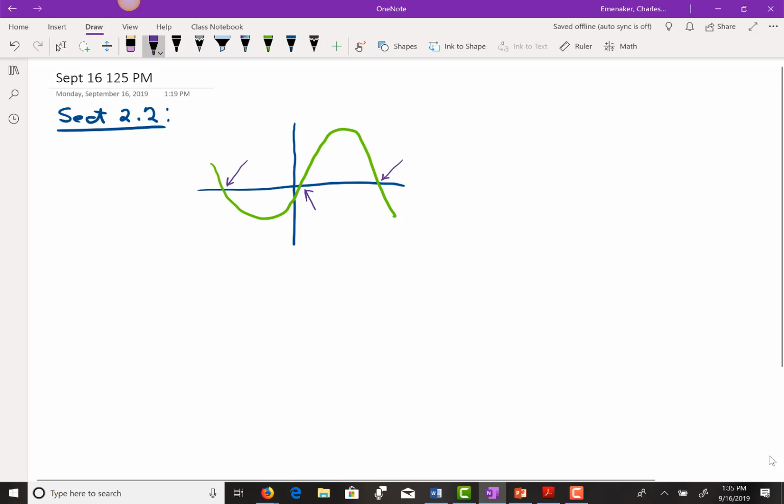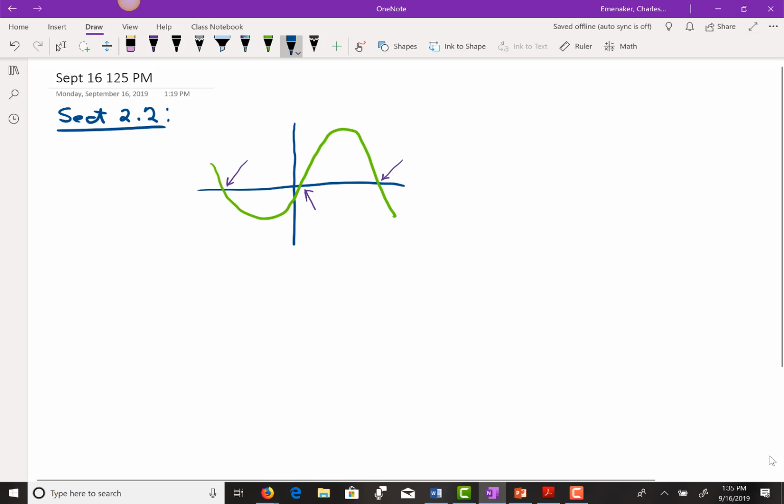Okay? So we want to keep in mind that solutions, roots, whatever you want to call it, are locations where the function touches the x-axis. It's where the y value is 0. Now, there are all kinds of ways to go about solving to find where an equation equals 0.